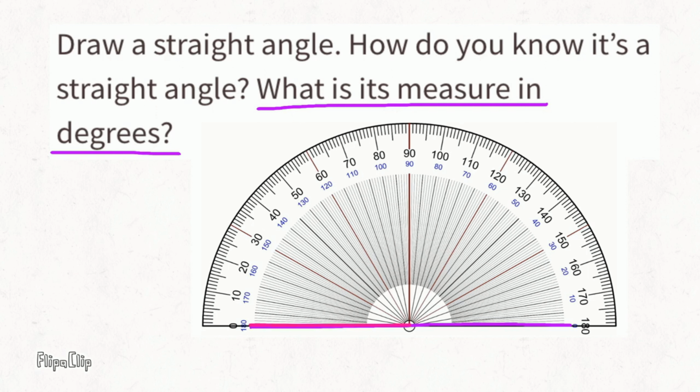Let's start with a new angle. It's represented with a pink color. Let's start at 0 and open this angle up until it reaches 180 degrees, and you'll see that it makes a straight line. And there it is, a straight line that spans 180 degrees.